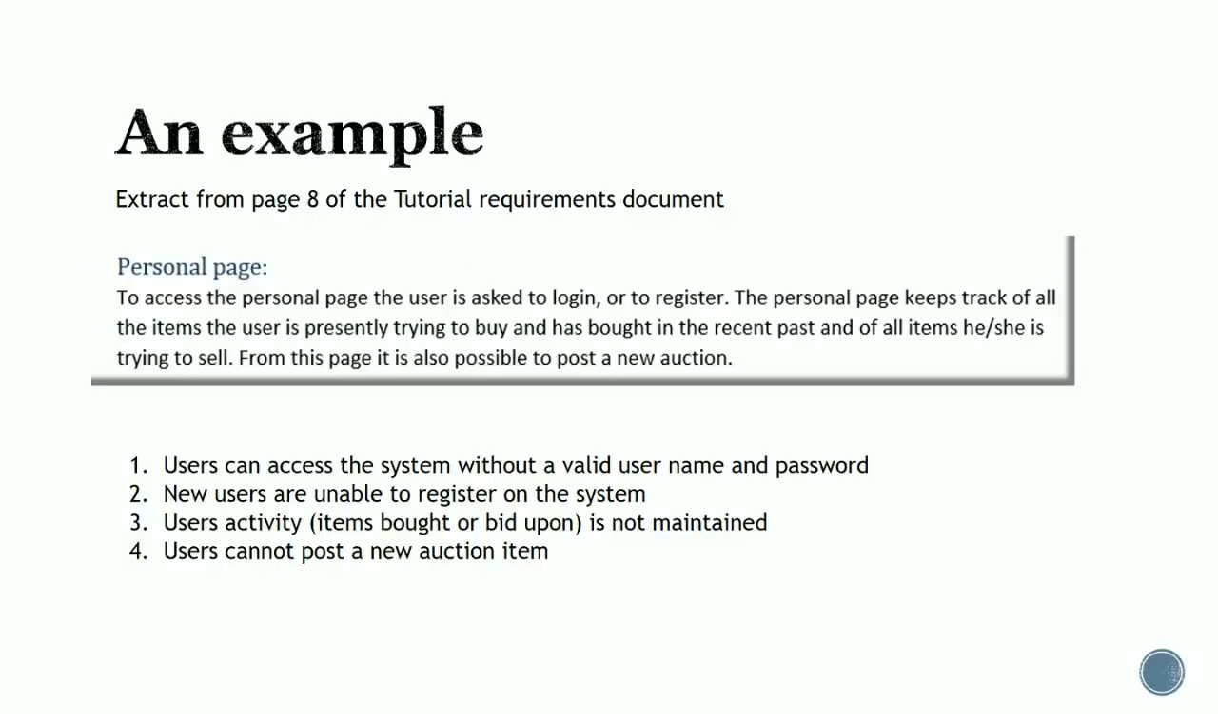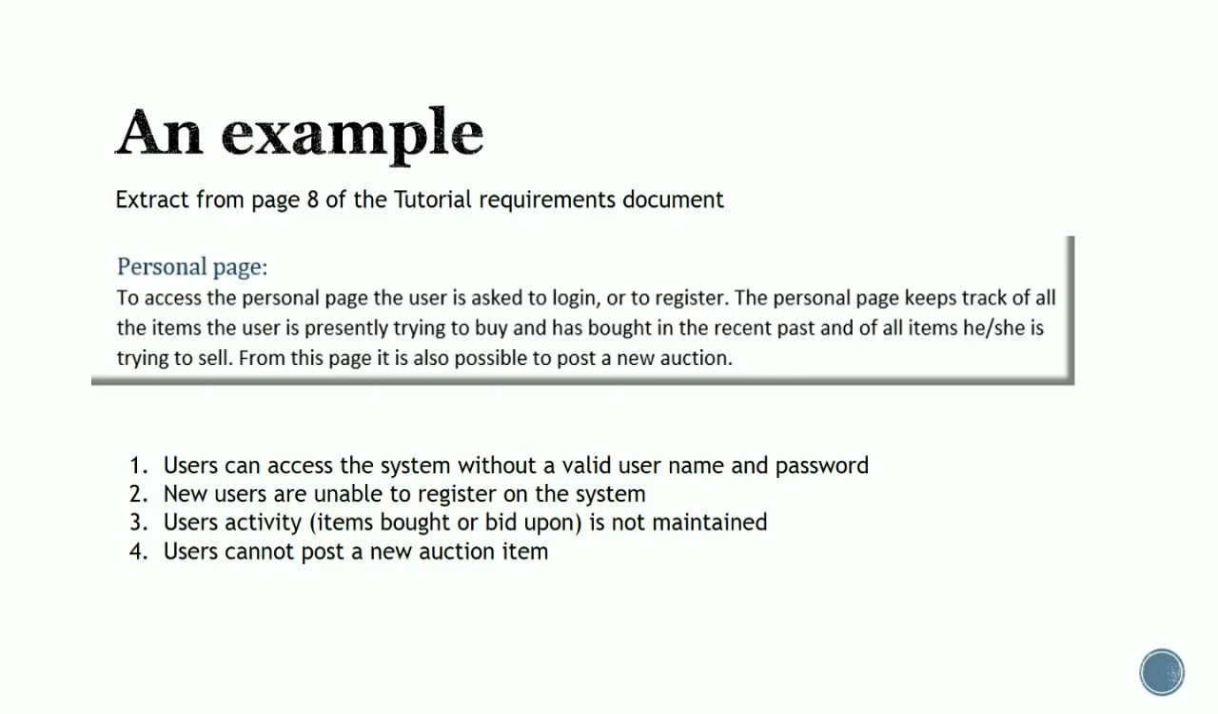So, an example. This is from page 8 of the tutorial requirements document. It says the personal page. To access the personal page, the user is asked to log in or to register. The personal page keeps track of all the items the user is presently trying to buy and has bought in the recent past, and all of the items he/she is trying to sell.